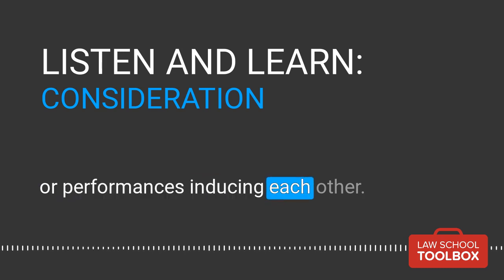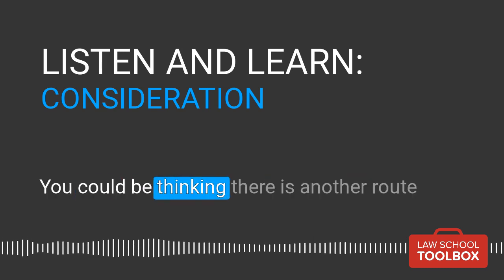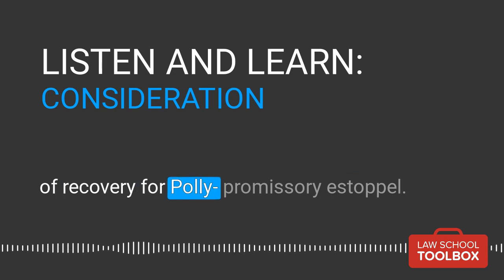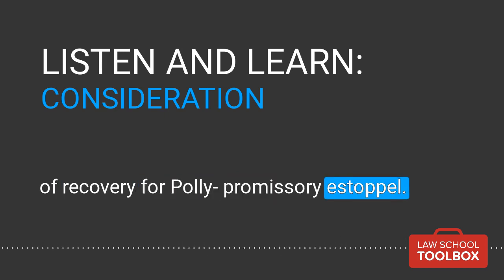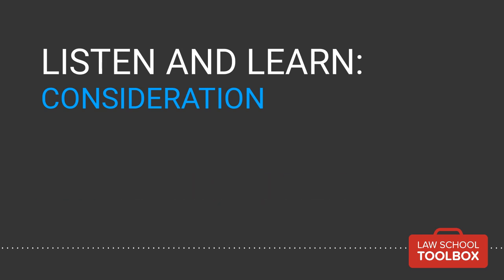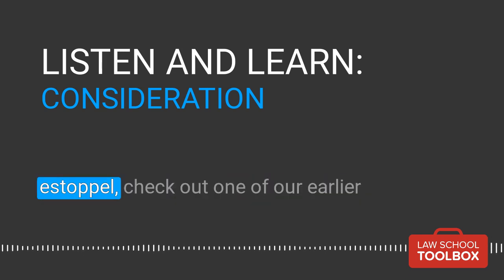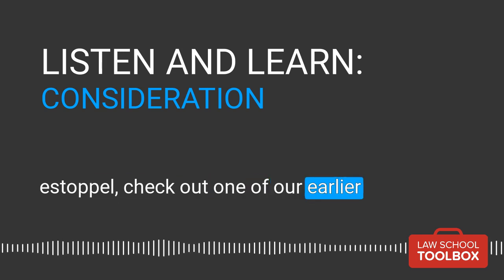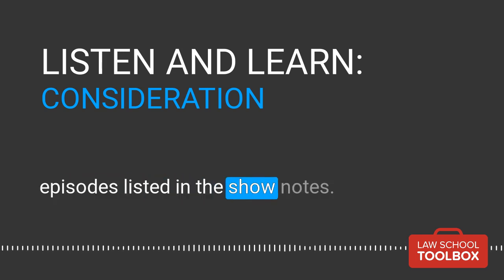performances inducing each other. You could be thinking there is another route of recovery for Polly, promissory estoppel. Promissory estoppel can be used as a substitution for consideration. For a further discussion on promissory estoppel, check out one of our earlier episodes listed in the show notes.